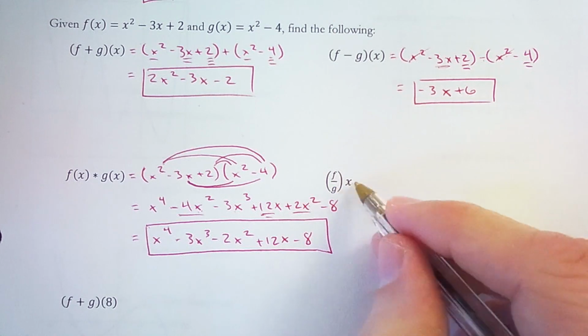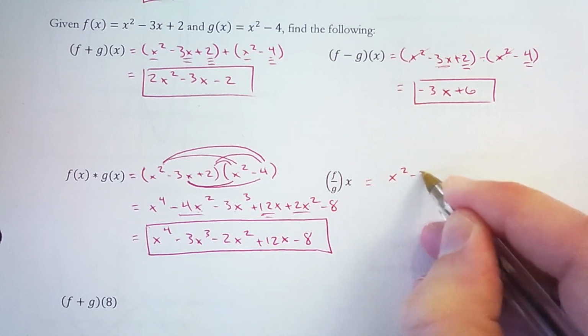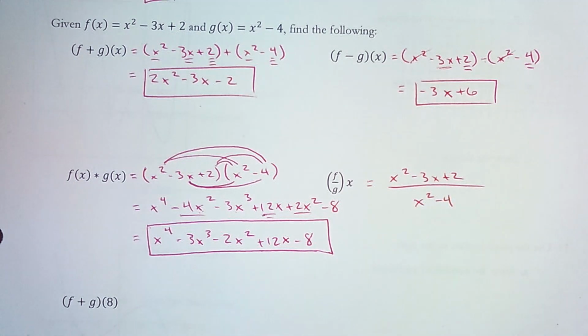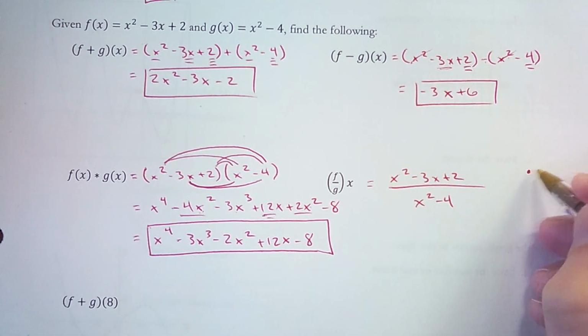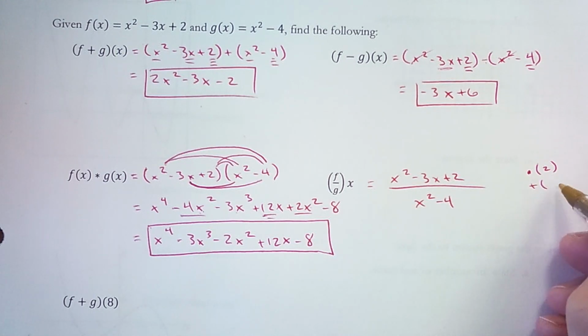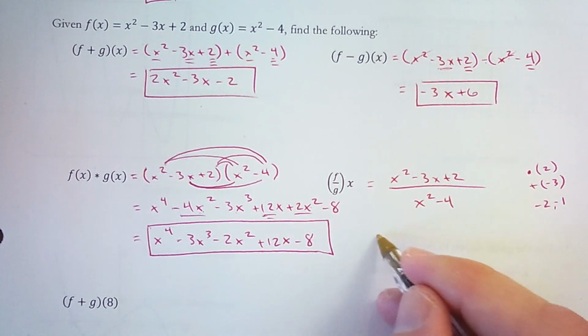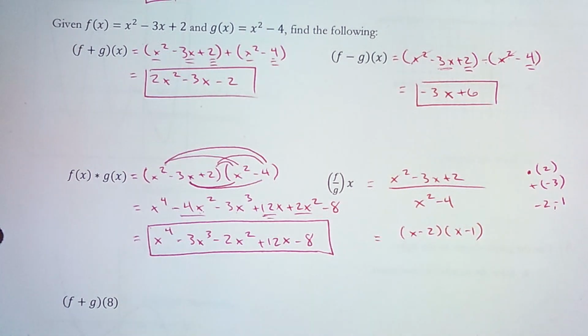Next, f divided by g of x. So function f divided by function g. So that is x squared minus 3x plus 2 divided by x squared minus 4. Now, in order to simplify this, we're going to see if anything can factor. And I can factor this numerator by finding two numbers that multiply to 2 and add to negative 3. And I believe negative 2 and negative 1 do that. Negative 2 times negative 1 is 2. Negative 2 plus negative 1 is negative 3. So the numerator factors to x minus 2 times x minus 1.